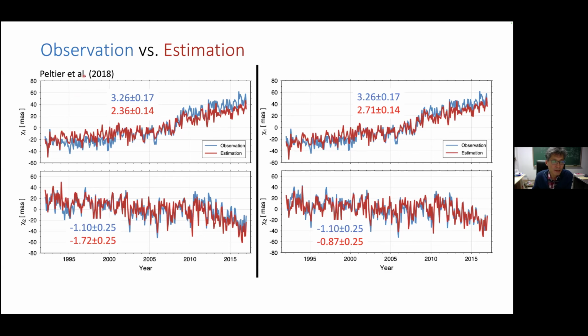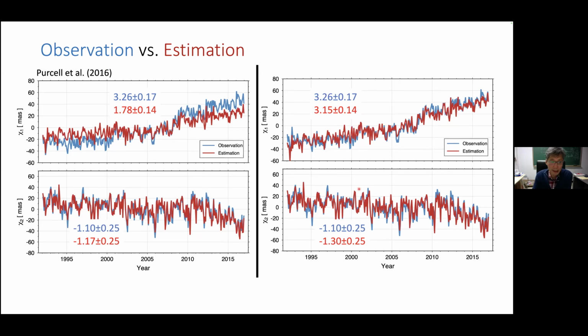But after I refine GIA polar motion in the GIA model from Peltier, we have a better trend agreement between observation and estimation. Now we have quite close trend agreement between the two. This case is more dramatic. For the Pulsar case, we have quite a large trend difference here. But after we refine GIA polar motion, we have a very nice agreement between polar motion observation and estimation.